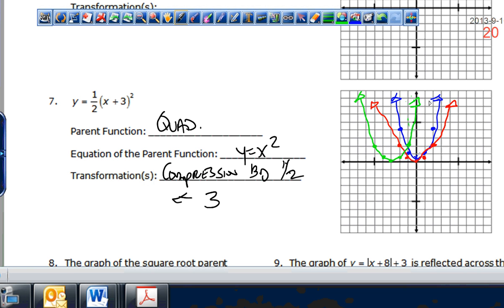Okay, so we're not making up points. We're reading our original and multiplying all of our Y values on our blue graph times 1/2. So I get all the red dots. And I take the red dots and move them to the left.